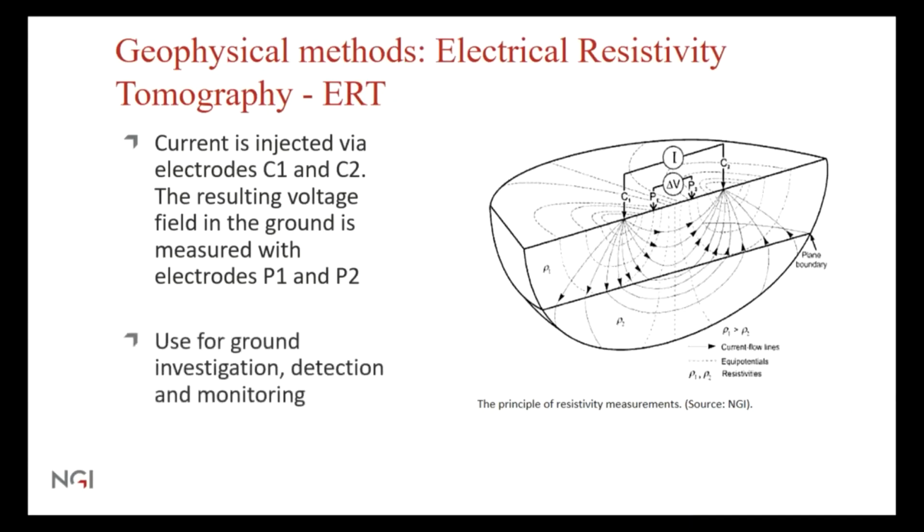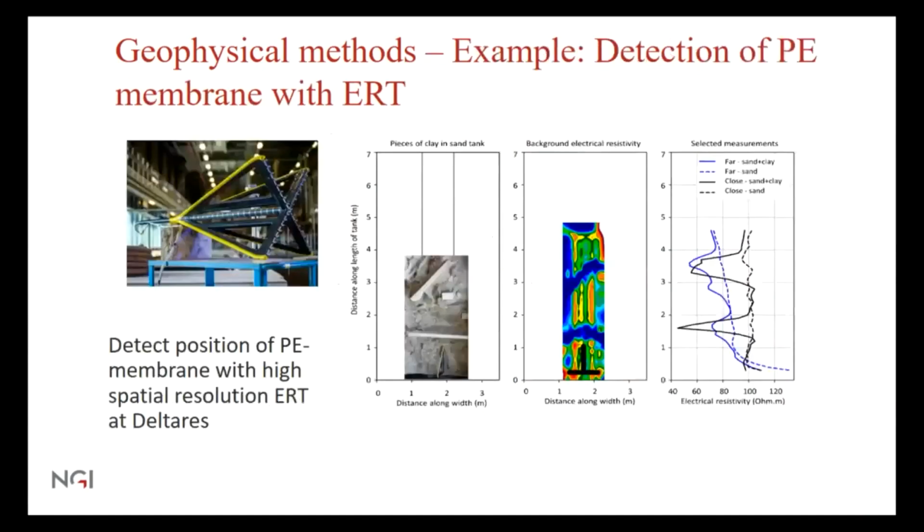It can be used for ground investigations, also for detecting problems, and in a lot of cases it has been used to monitor, for example, contaminant transport, where the contaminant changes the electrical conductivities of the ground. This example from Delta's is really nice, where they make a small lab ERT equipment and show how they can detect PE membrane in experiment tanks, as you can see in the figure here.